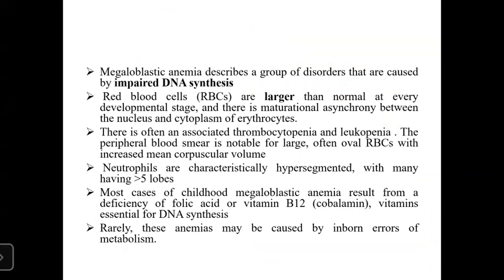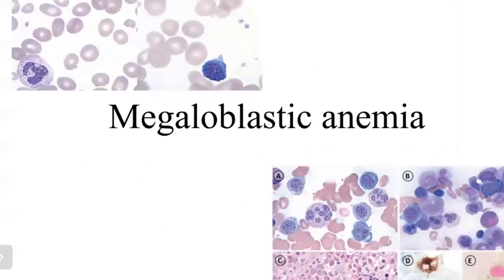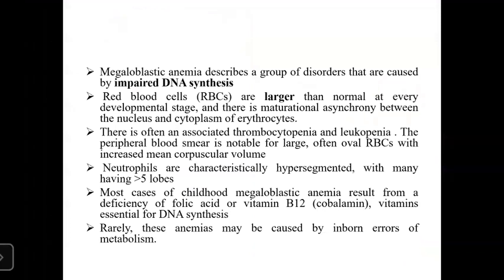So MCV is more than 100 femtoliters at every developmental stage, and there is maturation asynchrony between the nucleus and cytoplasm of the erythrocyte. So in the picture you can see the nucleus and cytoplasm asynchrony. It is often associated with thrombocytopenia and leukemia. Most commonly in B12 deficiency, there is thrombocytopenia with leukemia also.